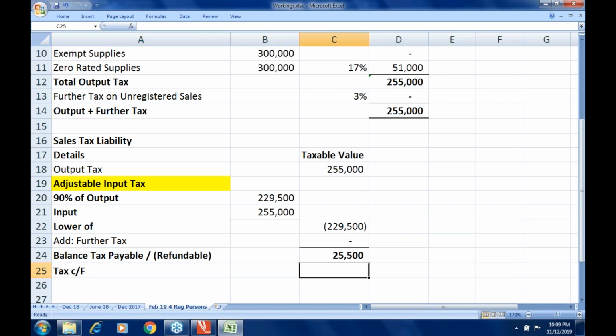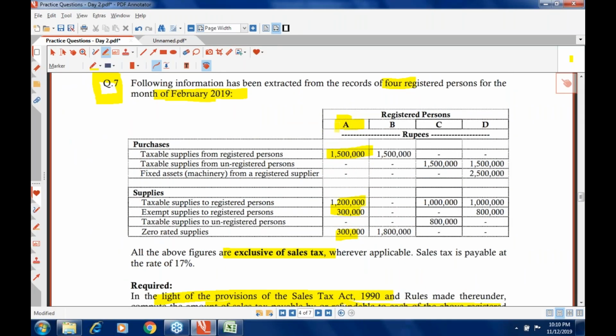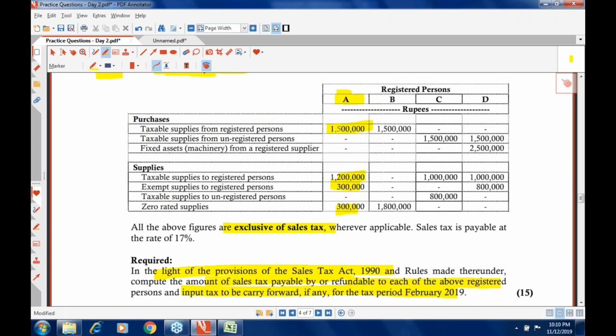Now, how much is the amount of the tax that is going to be carried forward? So we paid an input of 255,000 and only 229,500 was allowed to be claimed. So the unadjusted tax of 25,500 is going to be carried forward. So we'll pay 25,500 to the government this year, and we will have 25,500 carried forward. So we were required to perform calculation for registered person A, and we did the calculation for registered person A. Is that fine to everyone? Is that okay to everybody?